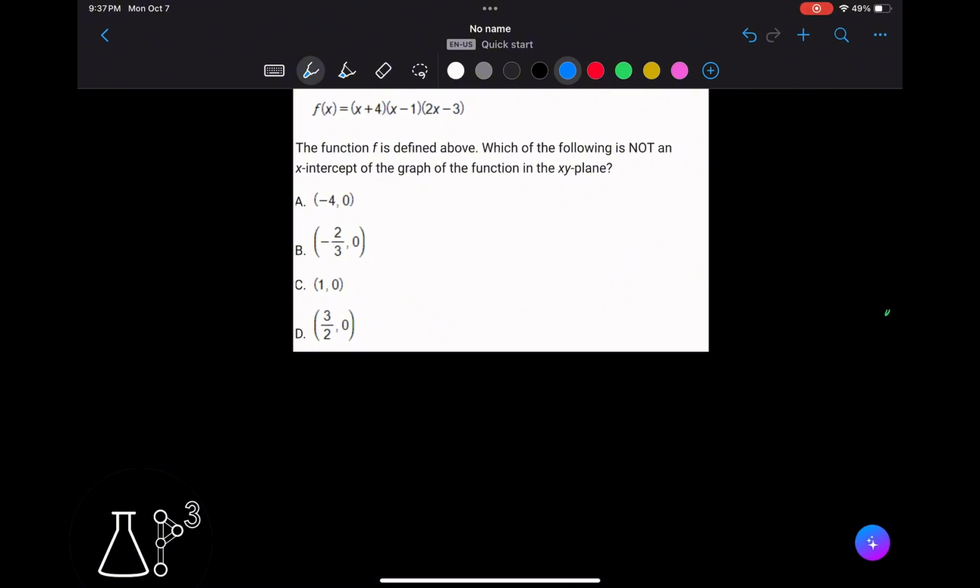This question might be a little bit difficult, so I'm going to take my time for you guys to understand what exactly they're asking. The function f is defined above, which is f of x equals parentheses x plus 4, and then another parentheses x minus 1, and another parentheses 2x minus 3. Which of the following is not an x-intercept of the graph of the function in the xy plane?